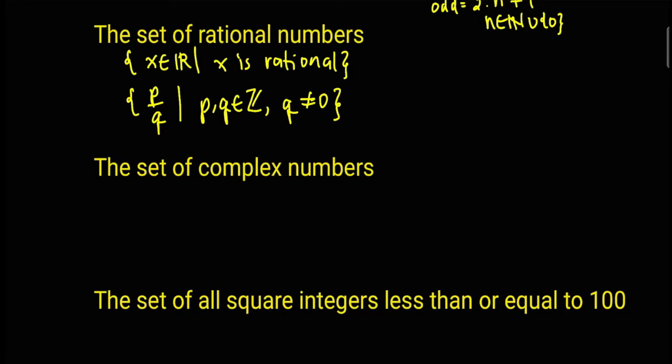Similarly, the set of complex numbers can be written as x plus iy such that x and y are real numbers, and we need to specify what i is. So i squared equals negative 1.